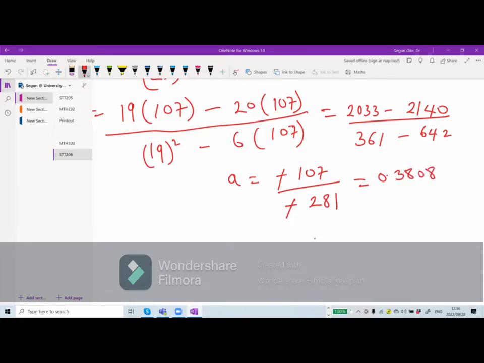0.380, 0.381 approximately. Are you sure? Yes. Okay. If we're going for 4, 0.381. It's okay this way. Approximating to 4 decimal places. Please take note.